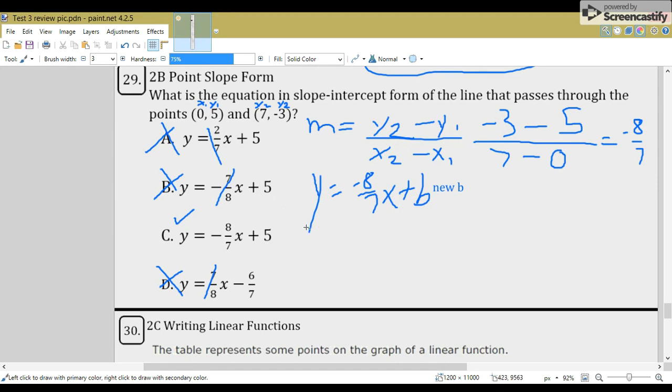So y is 5. 5 equals negative 8/7 x, which is 0, plus b. 0 times negative 8/7 is 0. So 5 equals b. That's a plus 5. So that works and that works. So C is your answer.